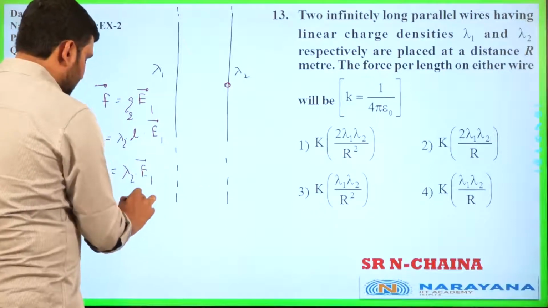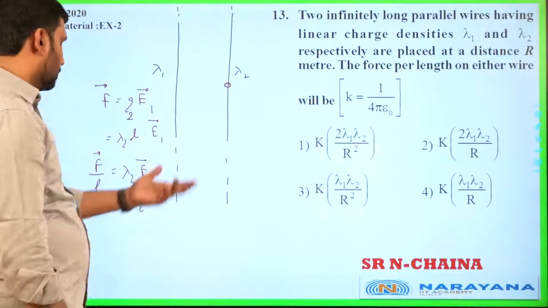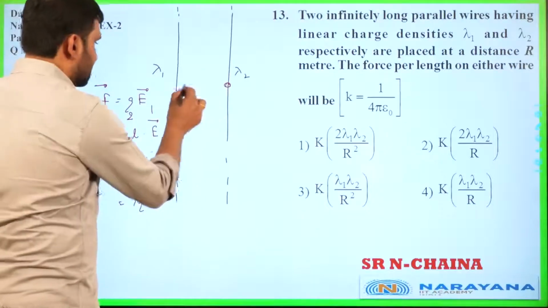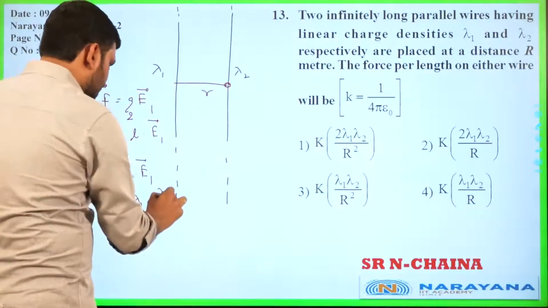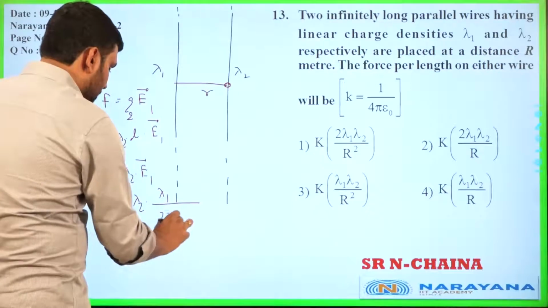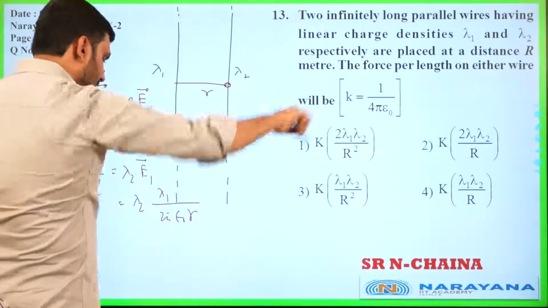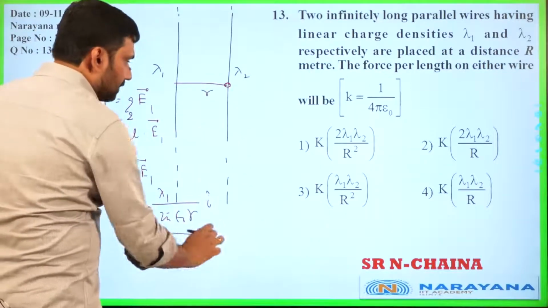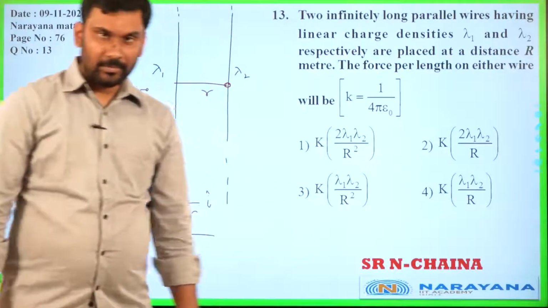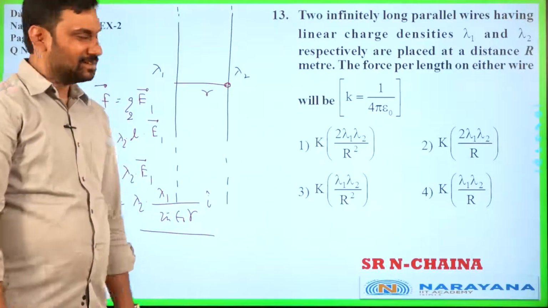Here it is easy. Lambda 2 into, what is this electric field due to this at a distance r from here? So this is lambda 1 divided by 2 pi epsilon naught r, radially outward direction, I cap. That's the answer. Simple, right? Okay.